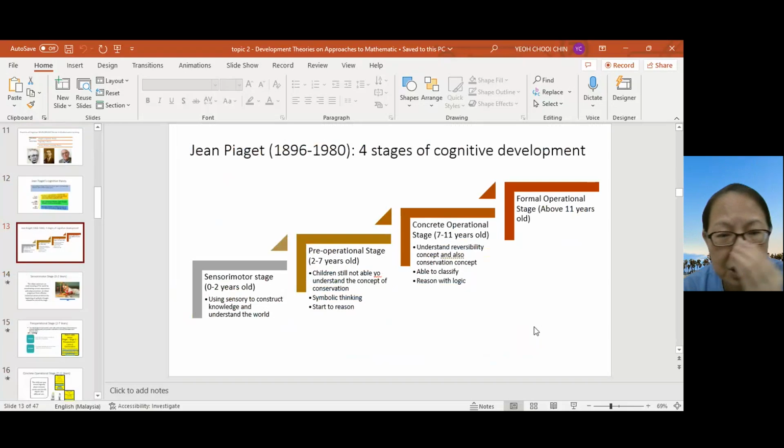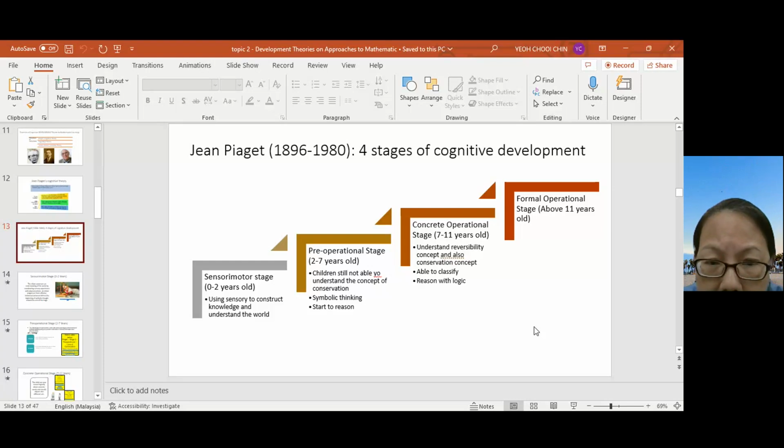So the sensory motor stage is from 0 to 2 years old, whereby they use all the 5 senses to learn. They use all the 5 senses to make sense of what they are learning, using senses to construct knowledge and understand the world, to make sense of the things around them. They sense, they touch, they feel. Oh, there's one milk bottle next to me, only one.